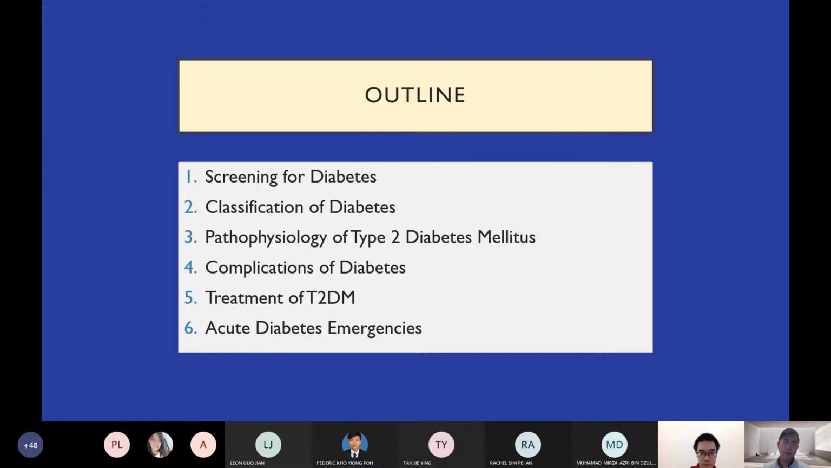So this is just the outline of our topic today on diabetes. First, I will go through screening for diabetes, and then we'll talk about classification of diabetes and a short overview of the pathophysiology of type 2 diabetes mellitus, followed by complications of diabetes and an overview of treatment of type 2 diabetes. And lastly, we will cover acute diabetes emergencies. To go through these topics, we will go through a couple of case-by-case examples.